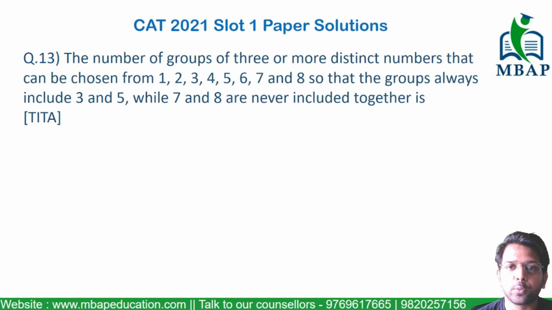Let's have a look at the next question. The question says, the number of groups of 3 or more distinct members that can be chosen out of 1, 2, 3, 4, 5, 6, 7, 8, so that the group always includes 3 and 5, while 7 and 8 are never included together. So on one side, I have one constraint, I want 3 and 5 to be included, and on the second side, I don't want 7 and 8 to be a part of it.